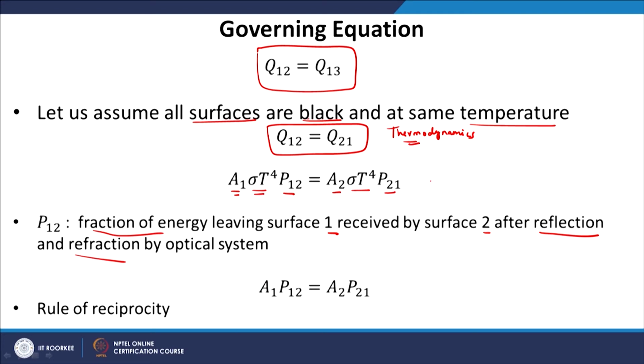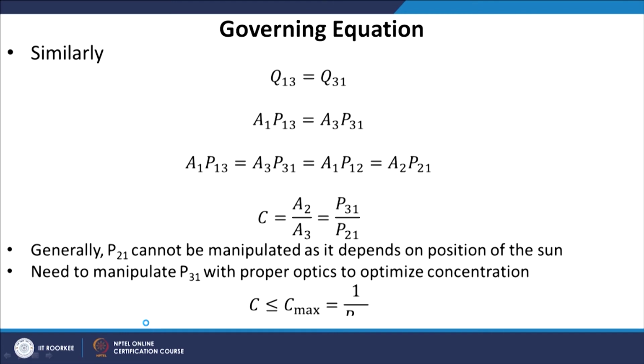Now, from this relation we cancel out sigma T to the power 4, so we get A1 P12 is equal to A2 P21. This is the same reciprocity rule that we have discussed many times. So, the reciprocity rule holds true even for the optics that we are discussing here. Same thing we can do for surfaces 1 and 3. The amount of radiation coming from the sun and falling on the absorber is Q13, and because they are in thermodynamic equilibrium, it should be equal to Q31, and we get A1 P13 is equal to A3 P31.